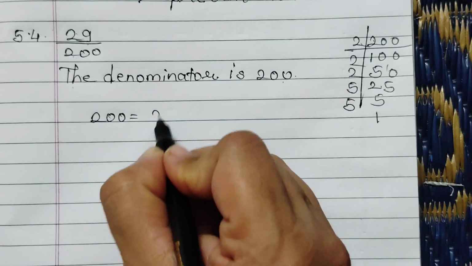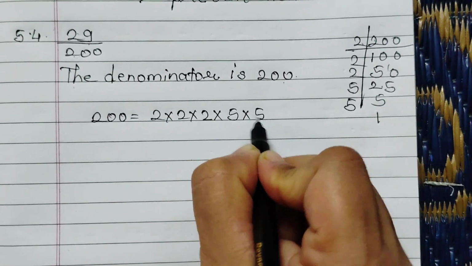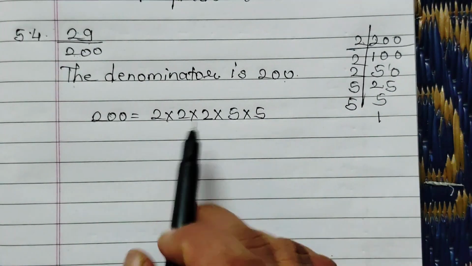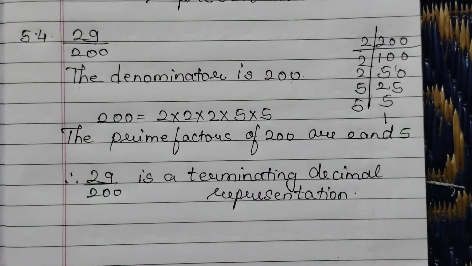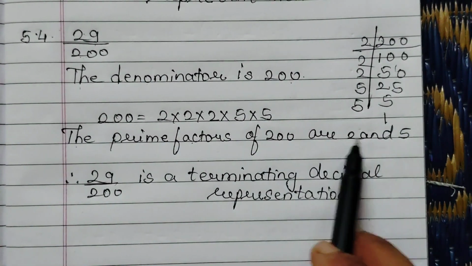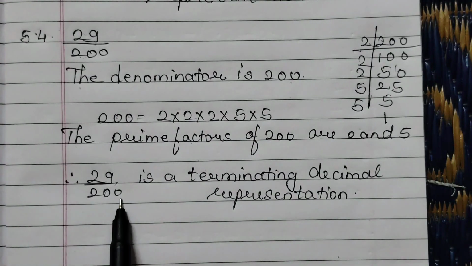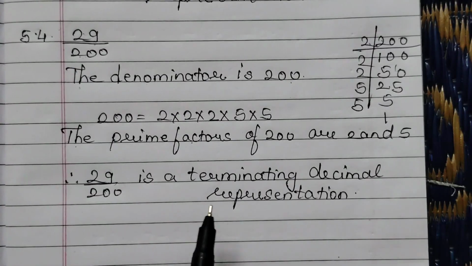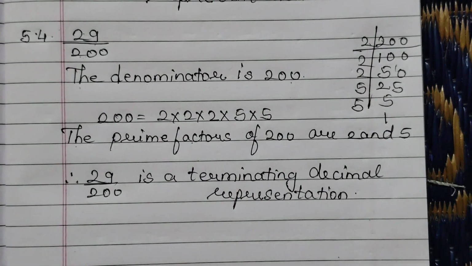2 we got 3 times. So 2 into 2 into 2 into 5 into 5. So we don't have any other number than 2 and 5. So this is a terminating decimal. Okay, so we will write further. So the prime factors of 200 are 2 and 5. See, we got 2 and 5 only. Therefore 29 upon 200 is a terminating decimal representation. If any other number had been there, then it would be a non-terminating decimal.